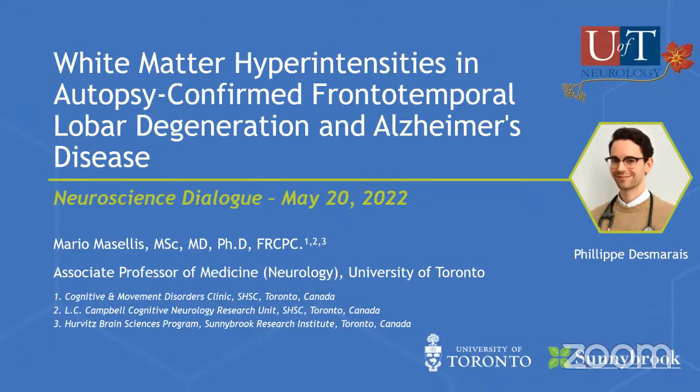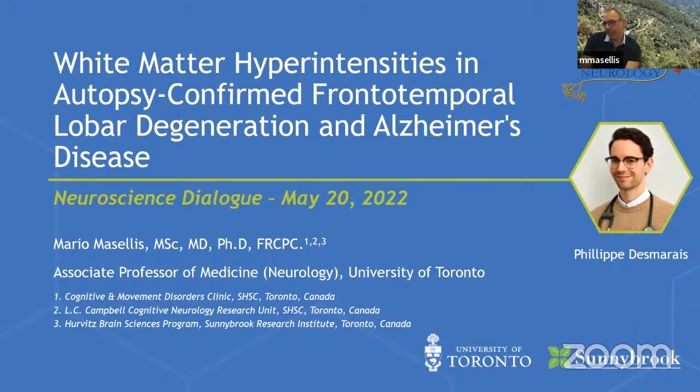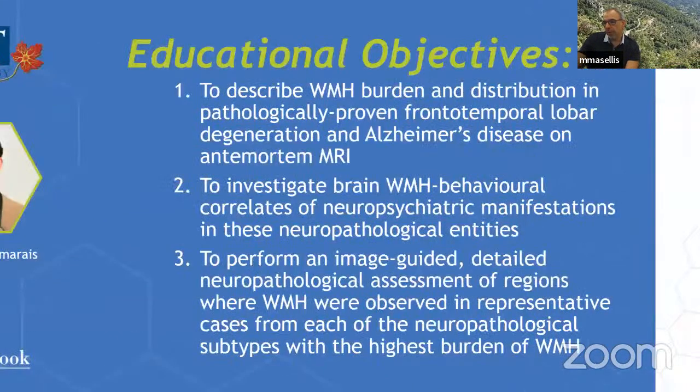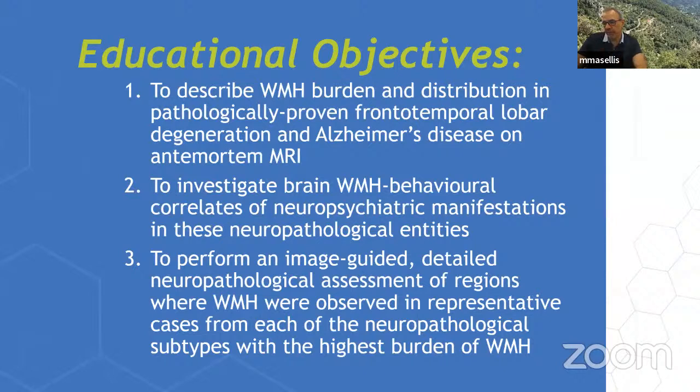Thank you. So the second half, I'm going to be talking about white matter hyperintensities in autopsy-confirmed frontotemporal lobar degeneration and Alzheimer's disease. This was a study conducted by one of my former fellows, Dr. Desmarais. So in terms of the objectives of this talk, we're going to describe the white matter hyperintensity burden and distribution in pathologically proven frontotemporal lobar degeneration compared to Alzheimer's disease on antemortem MRI.